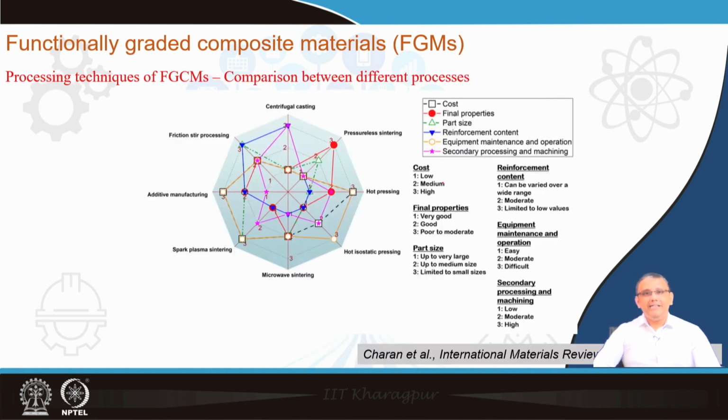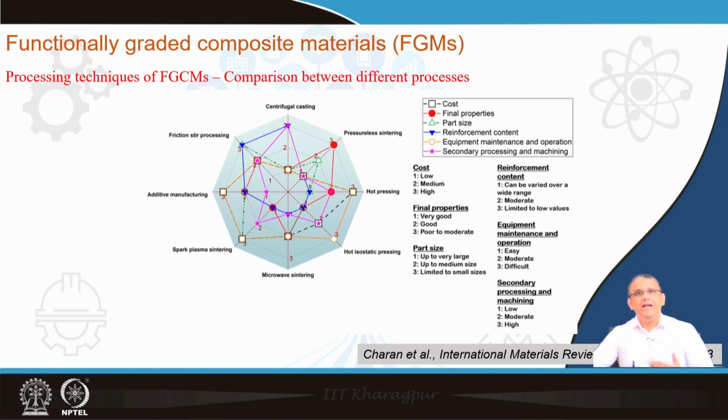So, finally, we discussed in this lecture around 6 to 7 different processes for fabricating FGMs, starting from centrifugal casting, then pressureless sintering, then hot isostatic pressing, then spark plasma sintering, friction stir processing and additive manufacturing. These individual processes have their own limitations and advantages.